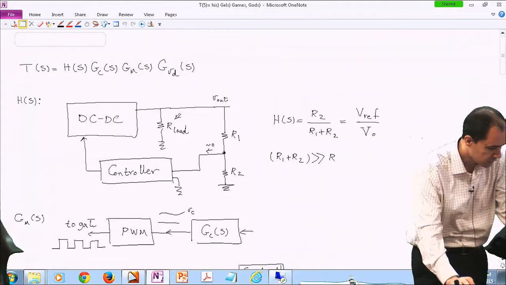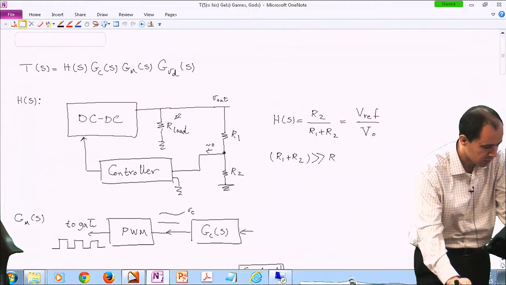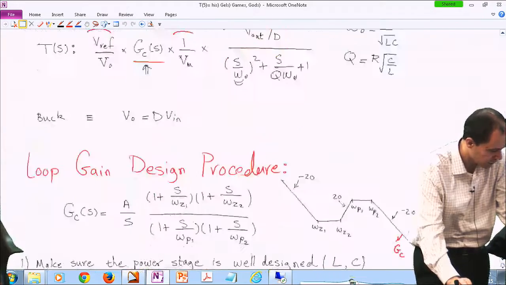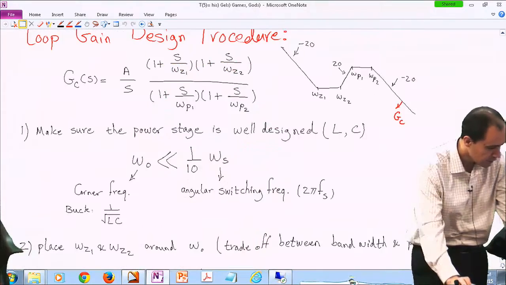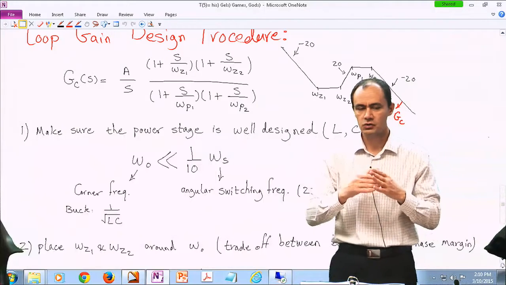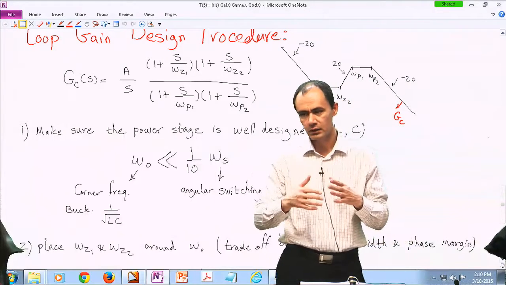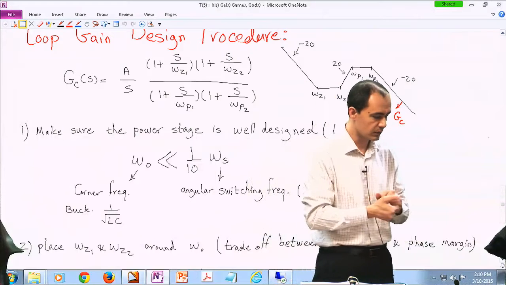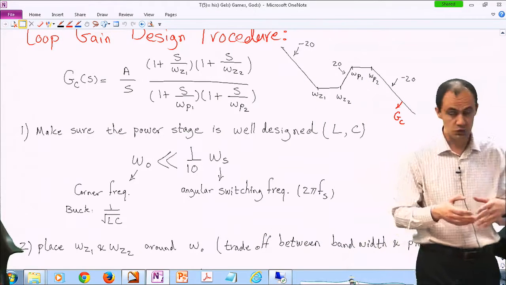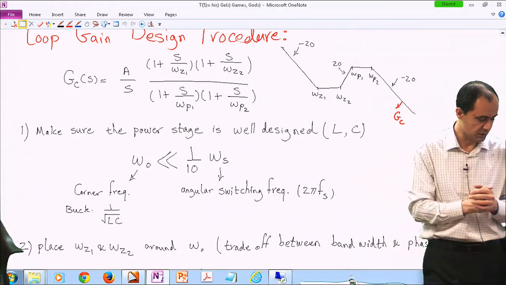So we looked at all of these, and the only remaining piece of the puzzle is G sub C. How are we going to design G sub C? We had kind of a procedure we were explaining. First thing, before even getting to the controller design, you should make sure that your power stage is designed well, so that you have a small switching frequency ripple in your output voltage or any other signal that you're observing.